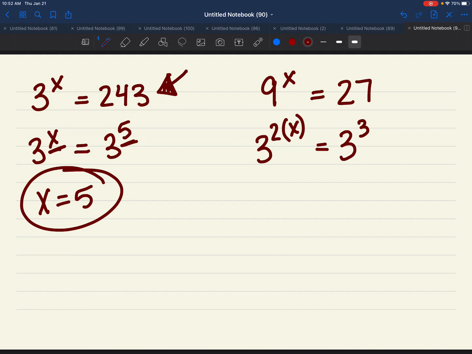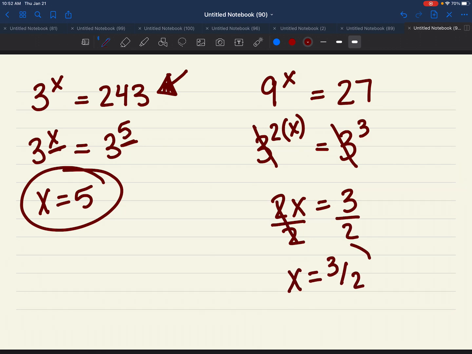So, listen, now all you have to do, if the bases are the same, you set the exponents equal. So you get 2x is equal to 3. What's the only thing you would do to solve for x? Divide by 2. So you would get x is equal to 3 halves. Okay? I'm going to do one more, and then I'll let you go.